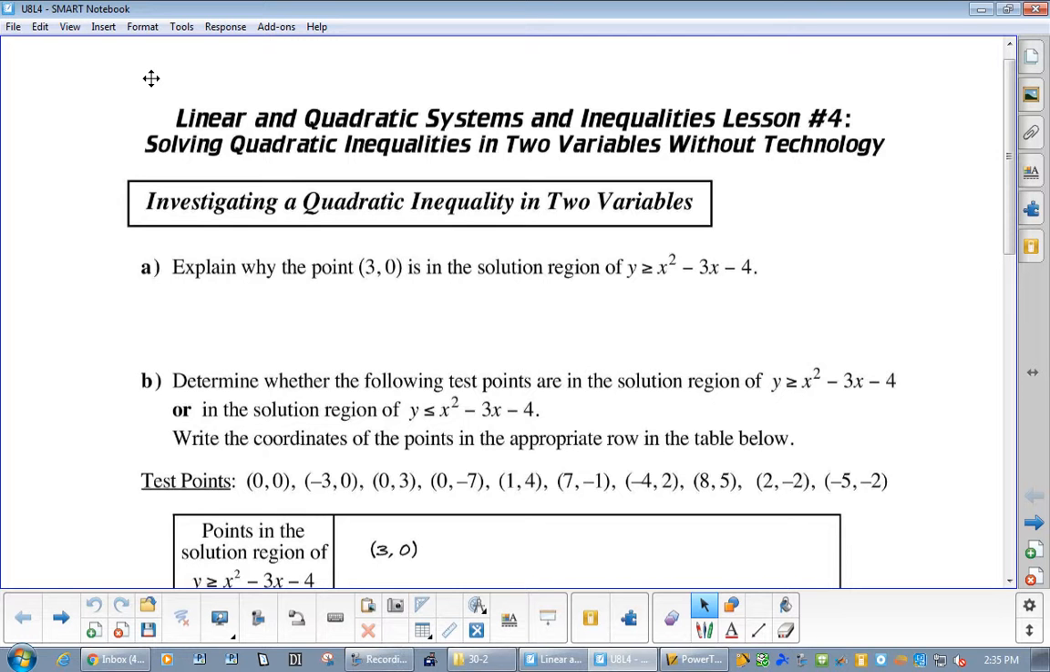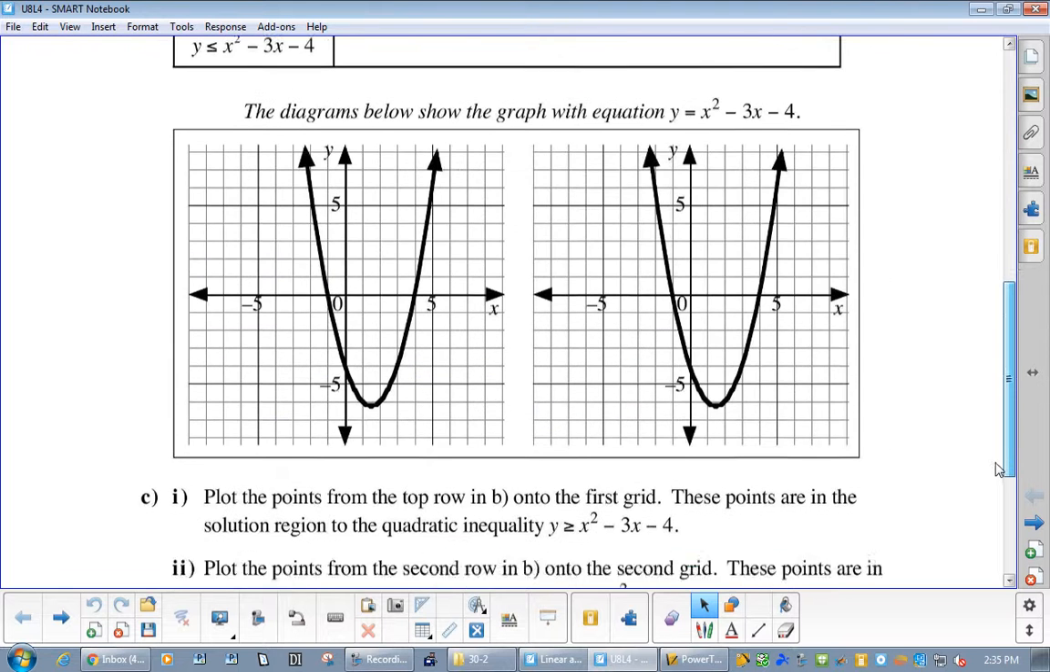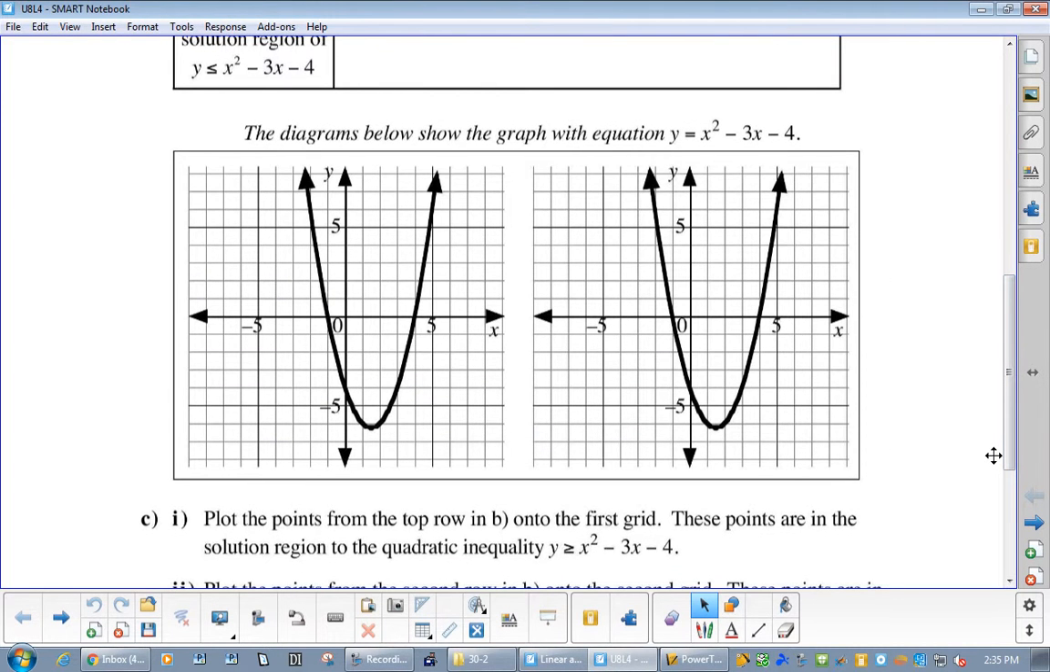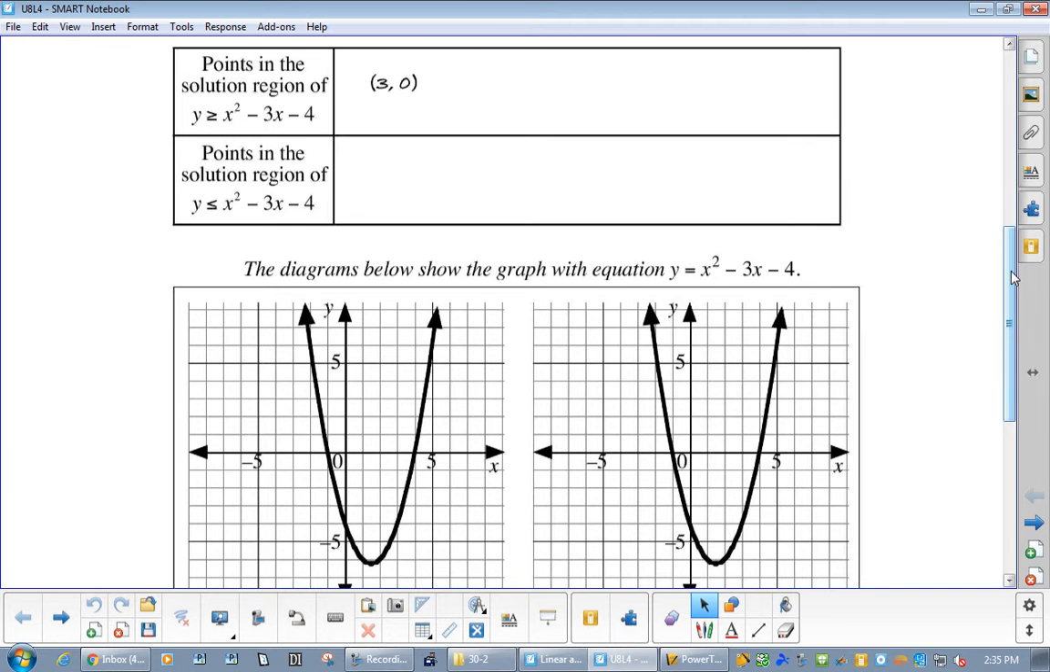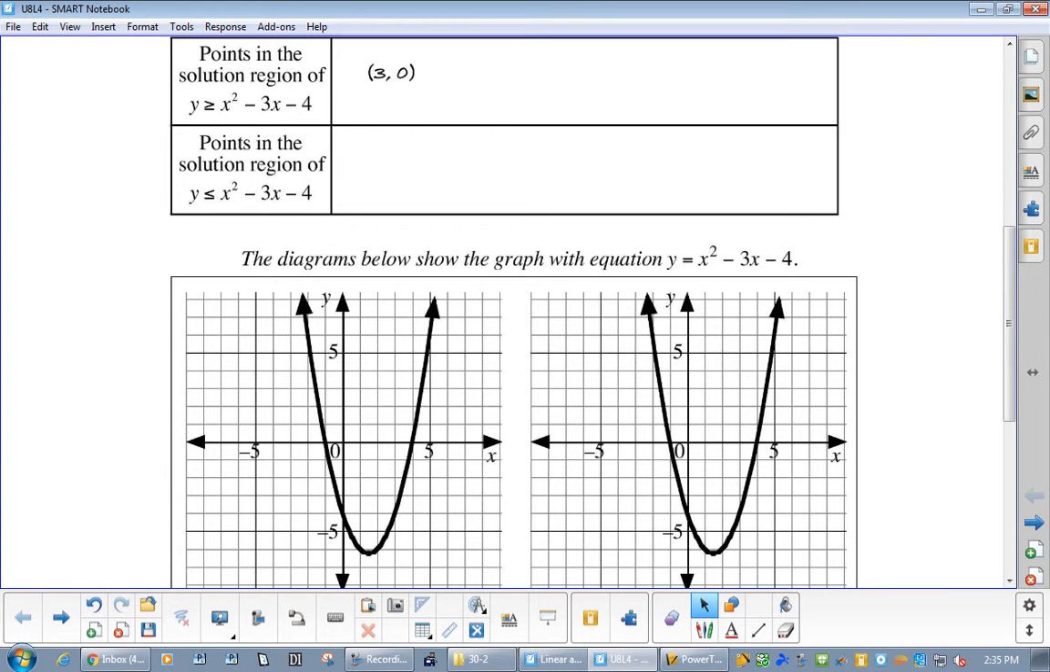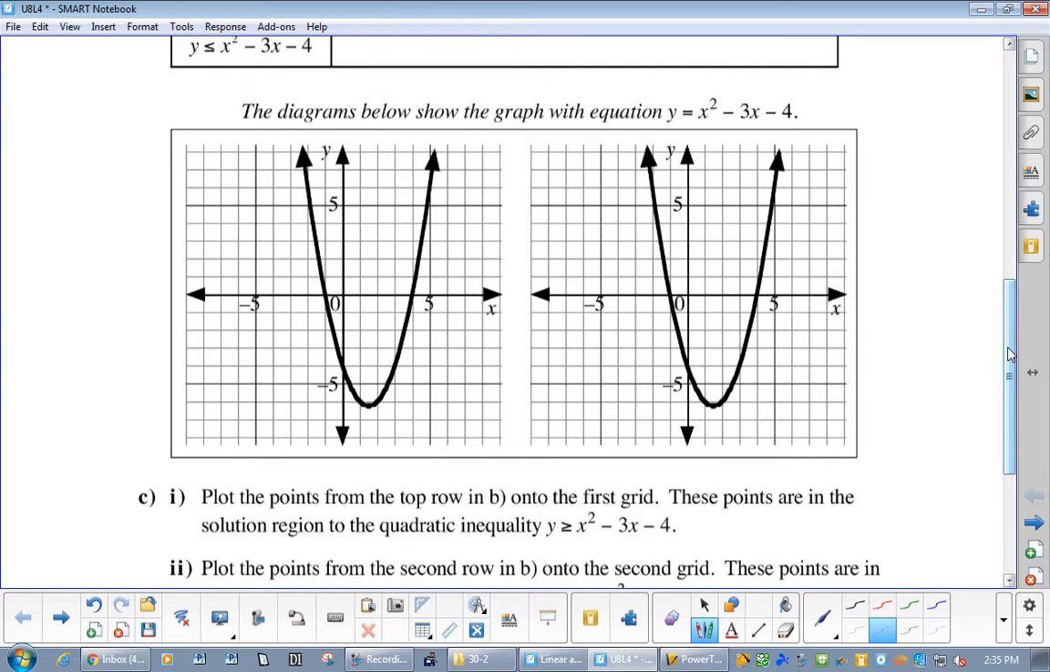What I want to do is, because you can see how short the notes are, I want to just go to these two diagrams. Now, which one of these, okay, let's graph this one here. So we're going to do this one. Just write it underneath: y is greater or equal to x squared minus 3x minus 4.